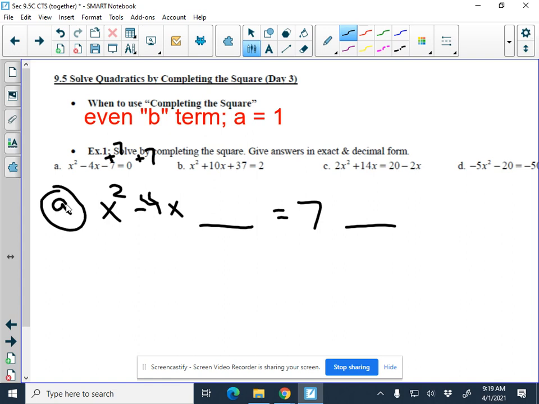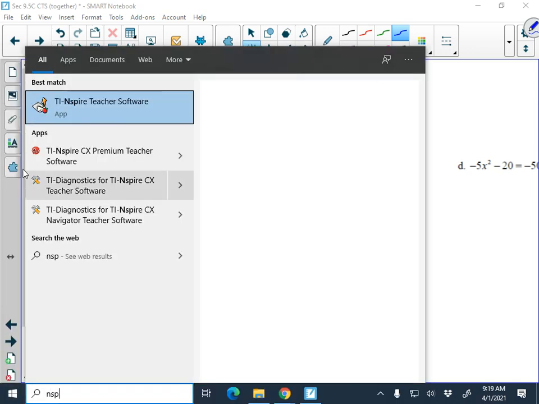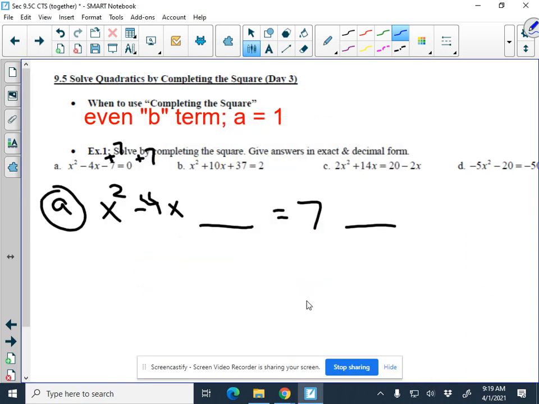Now, how do I come up with what to fill the blank in with? And this is why you have your calculator. In your calculator, you look at the B term. You take the negative 4 and you divide by 2. So on your calculator, write negative 4 divided by 2. And what you're going to have on your screen, I would have negative 2. Now that's going to be part of the problem. We're going to need that negative 2, but that's not what we put in the blank.